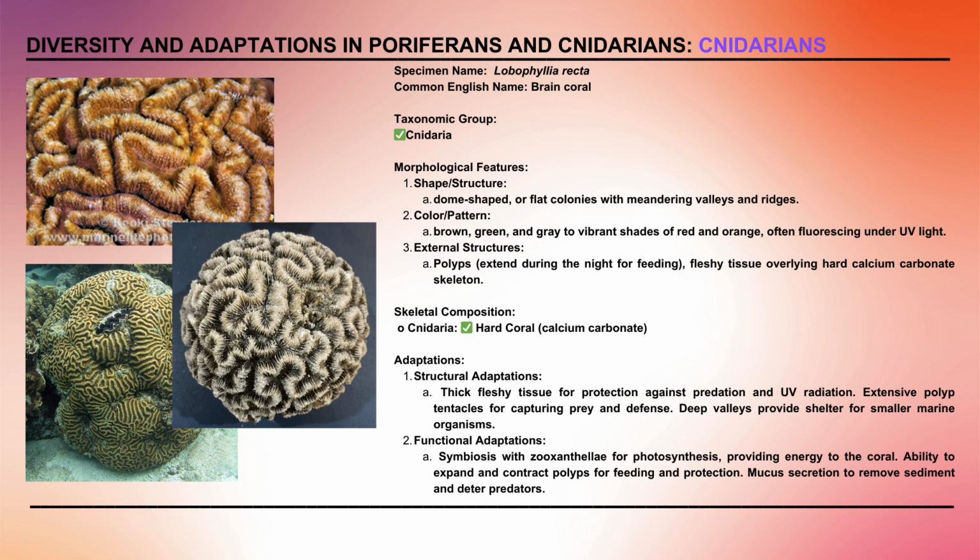Next to the group Cnidaria will be Lobophyllia recta, or known as the brain coral. Its morphological feature, it has a massive dome shape with flat colonies along the meandering valleys and ridges. Its color or pattern ranges from brown, green, and gray to vibrant shades of red, orange, and often because of the fluorescing under UV light. Its external features: it has polyps, a fleshy tissue overlying a hard calcium carbonate skeleton. Its skeletal composition is a hard coral which composes a calcium carbonate.